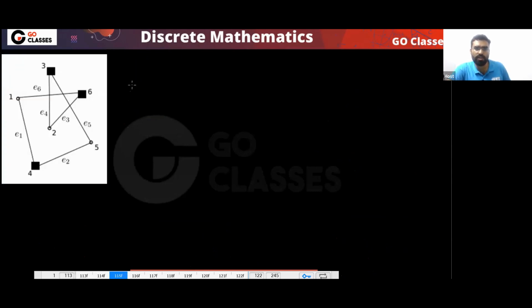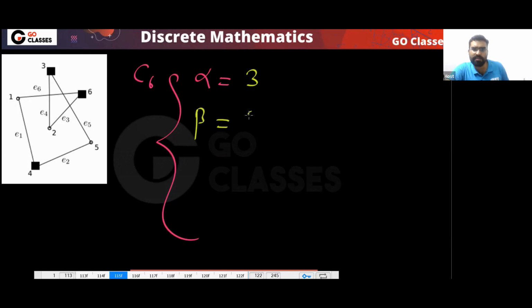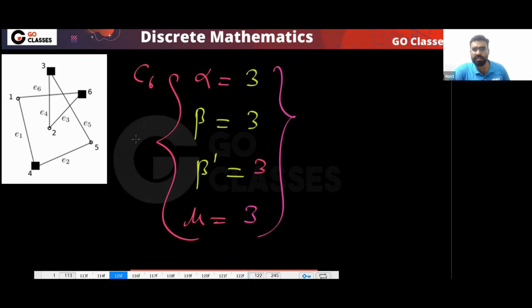For this graph, this is your C6. For this C6, what are all the data? First you tell me alpha, the independent set: that will be 3. Vertex cover also will be 3. The edge cover, covering all the vertices, also will be 3. And the matching also will be 3. So for this C6, all things will be 3.